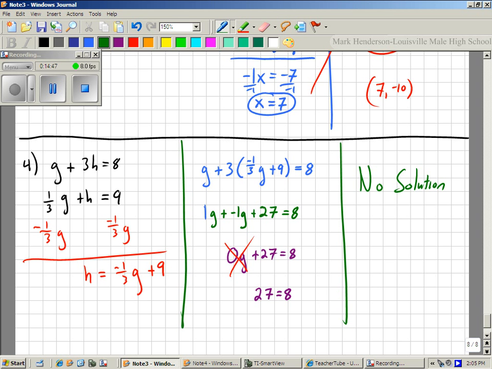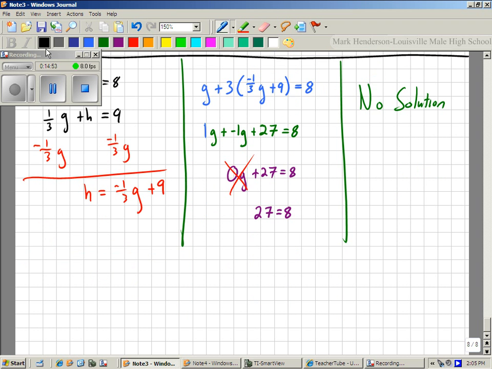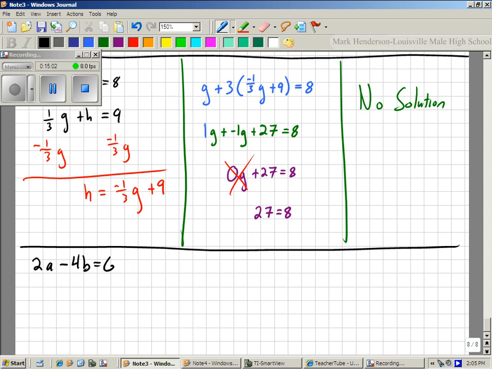Okay? Everybody happy so far? Okay, good. One last one, and then we're finished. It actually ends up similar to this, but not exactly the same. We're going to have 2a minus 4b equals 6. We're going to have negative a plus 2b equals negative 3.